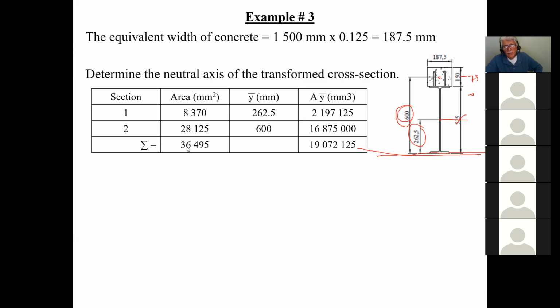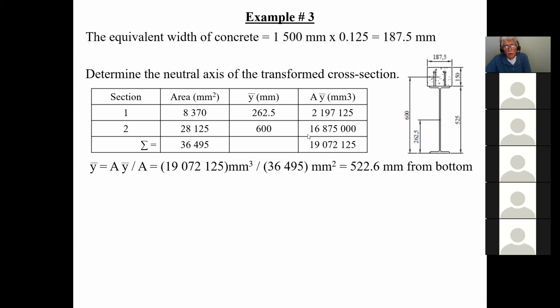And then, of course, now the sum of the AY bar divided by the sum of the areas gives you where the Y bar is. In other words, the neutral axis. And therefore, the sum of AY bar is 19 million millimeters cubed, divided by the sum of the areas in millimeters squared, and of course it ends up with millimeters, which is the right units, from the bottom. So right now, my neutral axis happens to be just slightly below this point here.